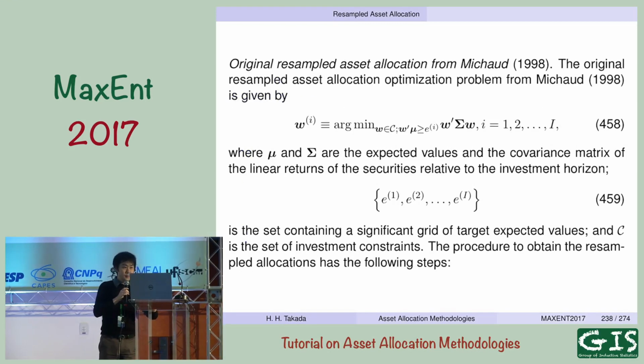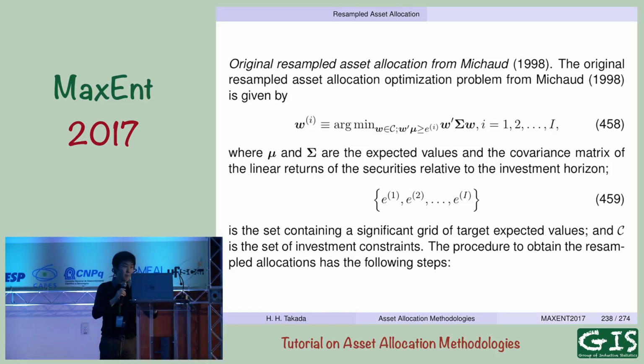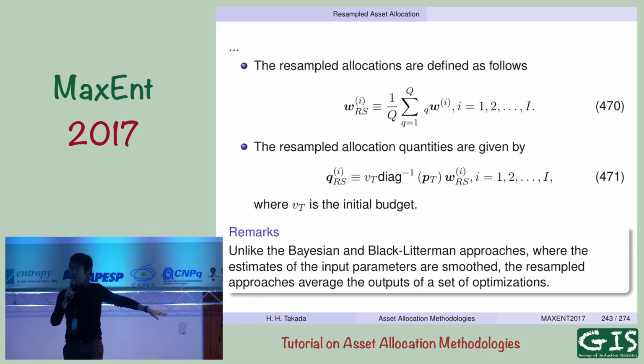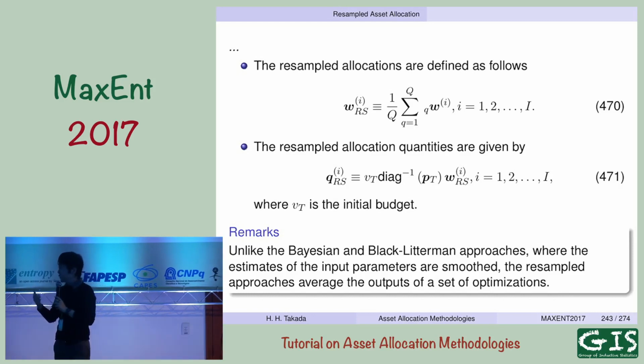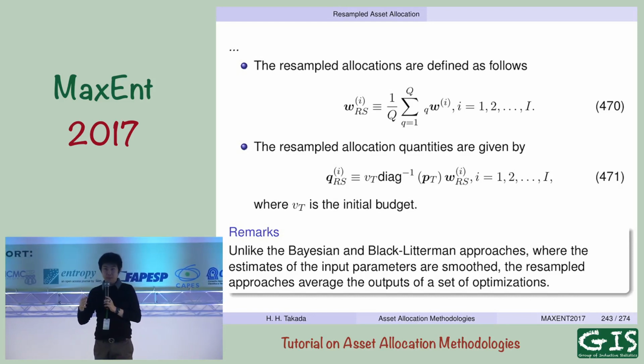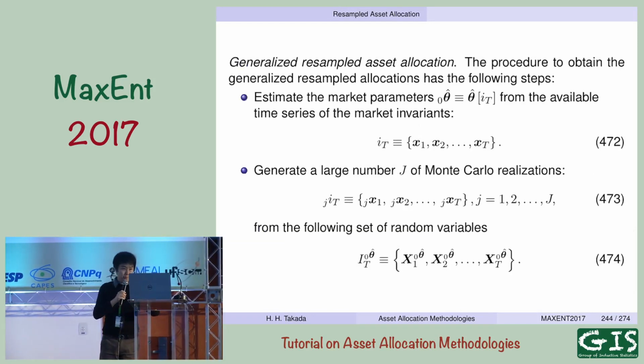The original resampled methodology is also included in the material. I'm going to present a generic one, okay? Unlike the Bayesian and Black-Litterman approach, where the estimates of the input parameters are smoothed, in the resampled methodology, we smooth the outputs. So that's the basic idea behind the resampled asset allocation from Michaud. So, generalized resampled asset allocation.